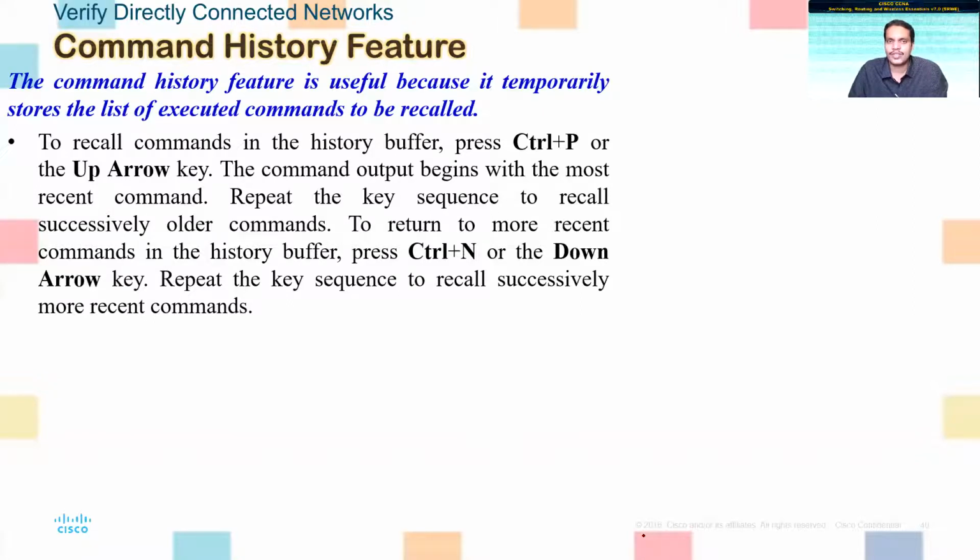There is another feature called command history. The command history feature is useful because it temporarily stores the list of executed commands to be recalled. Frankly speaking, it makes our job very easy. Just use the up and down arrows to scroll. The alternative for these two arrows is Control-P and Control-N. You can use these to switch between recently used commands, scrolling up and down to whichever command you want.